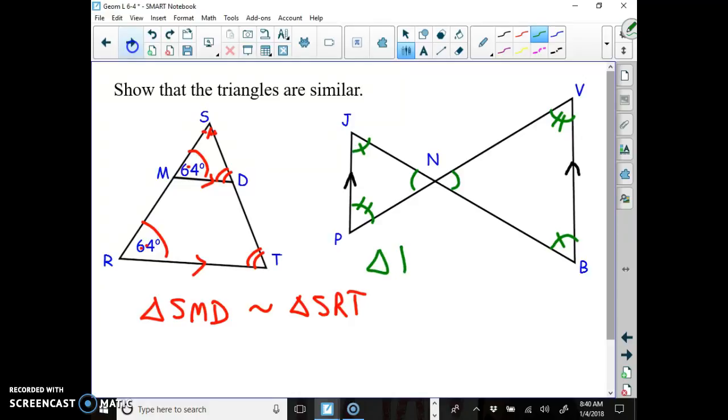Now be careful of the order. If we go JPN, make sure you're confident in what order to write the next triangle. Corresponding with J is angle B here. So we've got to go B. From P, corresponding would be V, and then N. So be sure you get your order right.